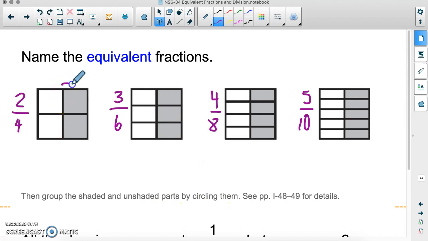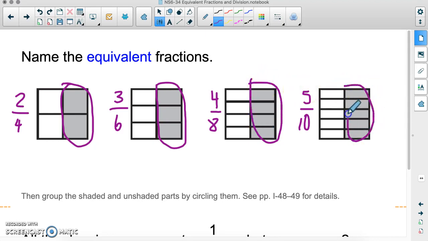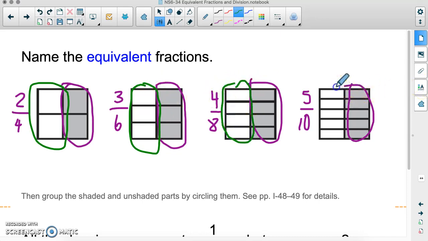So let's start with the shaded part. We're going to circle this shaded part on each of them. Then I'm going to use another different color and we're going to circle the unshaded parts on each of them. So now all the drawings that we have here represent 1/2. We have half unshaded, half shaded, on each of these pictures.